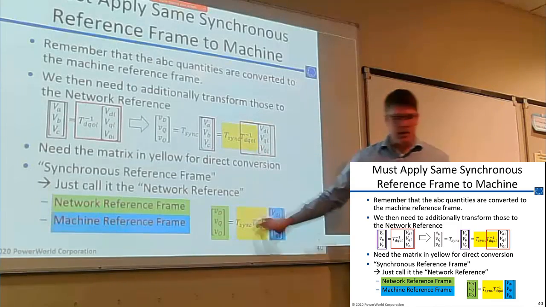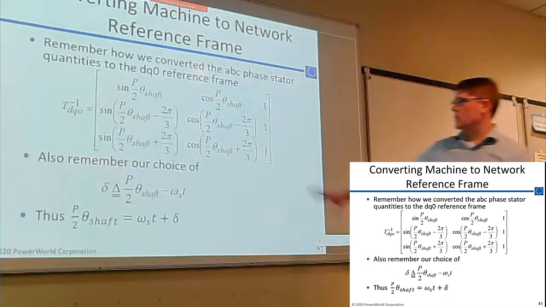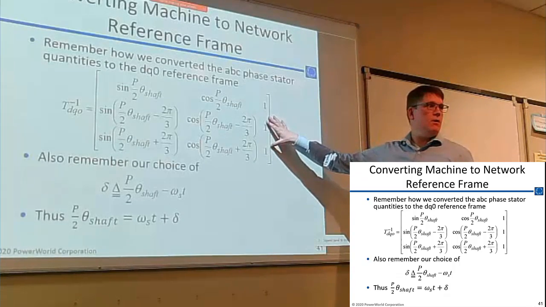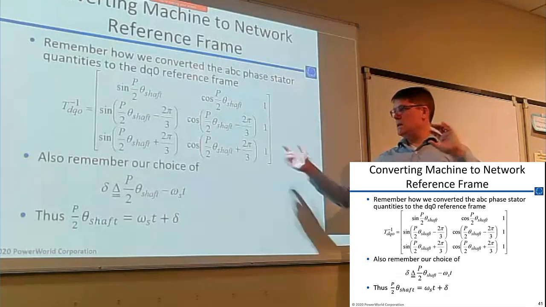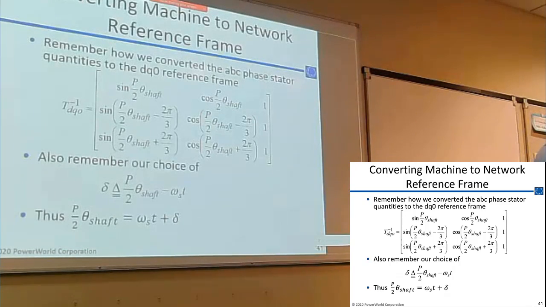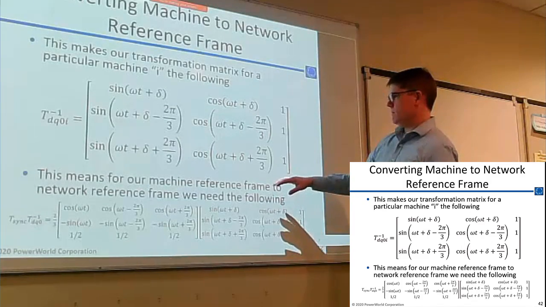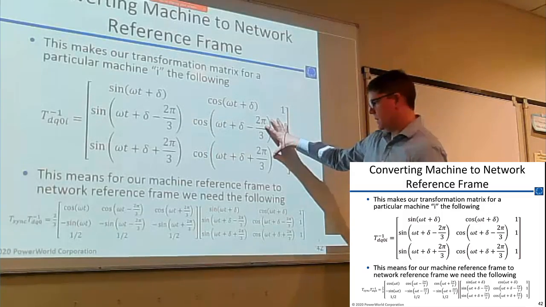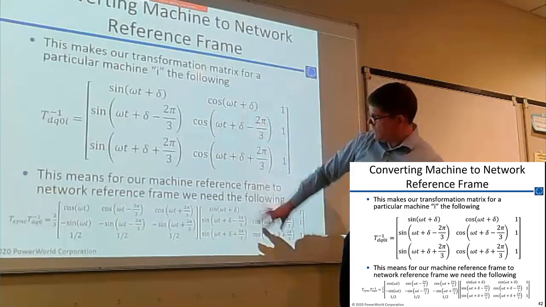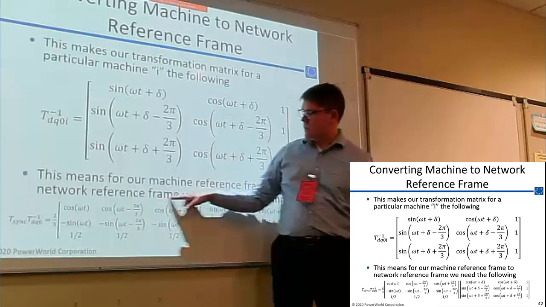So this was from before. This was the DQ0, where we took the ABC on the rotor and turned them into DQ0. And then this is the inverse of that. And then we have to multiply this times that thing that took us to the synchronous reference frame, so we have to multiply these two matrices together.